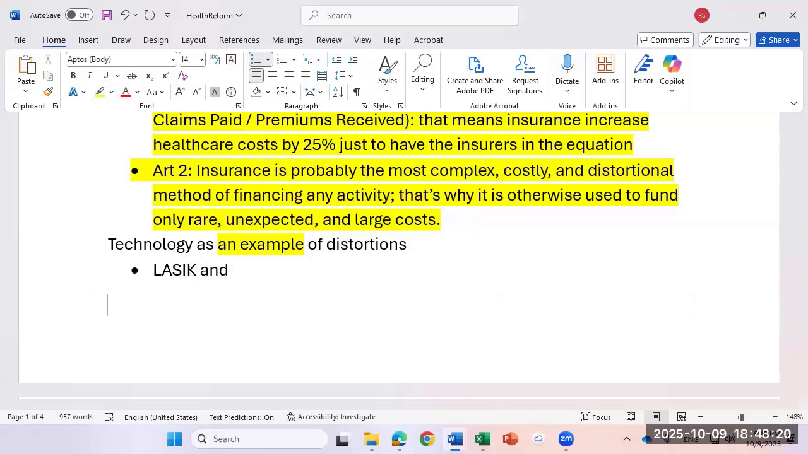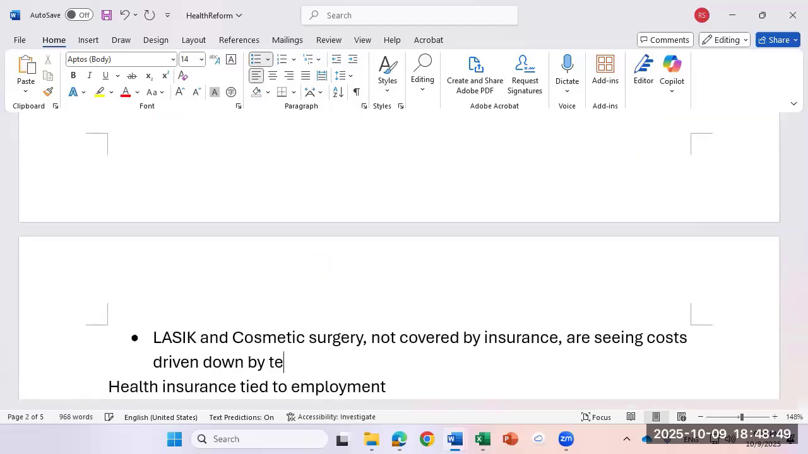So see if y'all can guess this. What's another example of a healthcare product that's not covered by insurance, whose costs are coming down dramatically, that you'll see a lot of in Hollywood? Plastic surgery. Cosmetic surgery. Not covered by insurance, and seeing costs driven down by technology. It's pretty effective, and the costs are coming down.